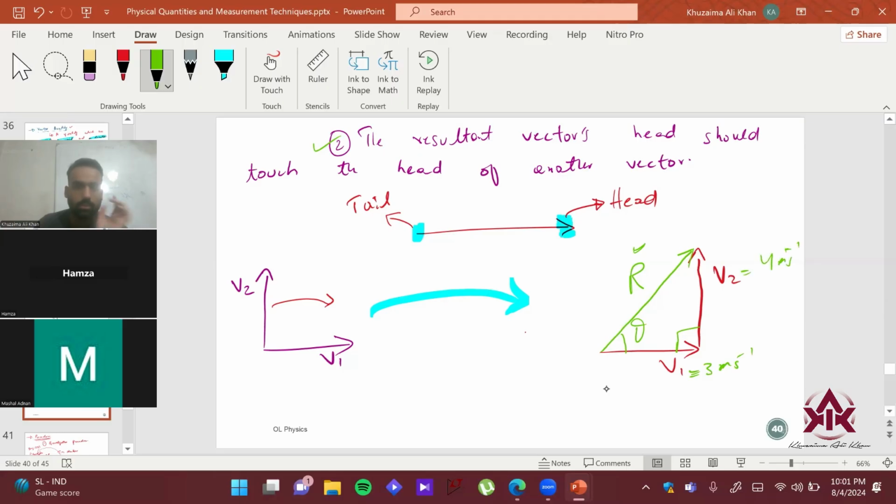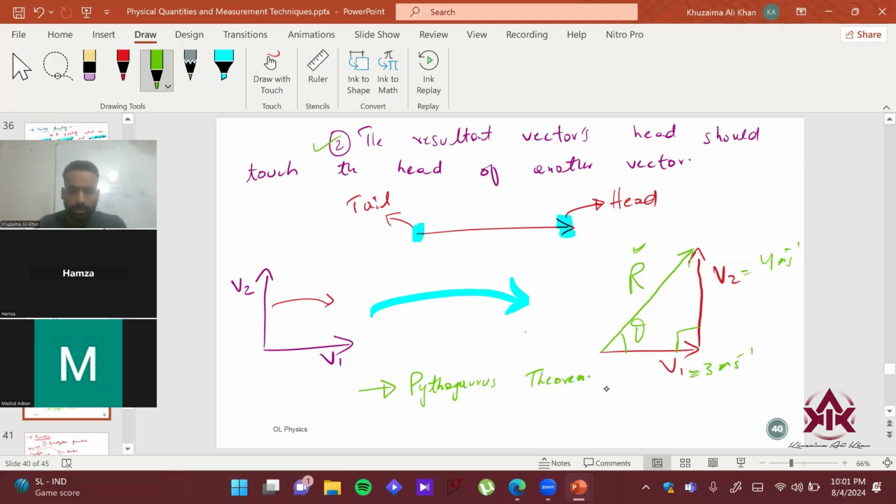मुझे ये दो वेक्टर्स का मैग्नीट्यूड पता है. I want to find R. तो in right angle triangle, how can I find R? Pythagoras theorem, सही कह रहे थे आप. Yes, Pythagoras theorem. You all have studied that in your grade 8, 9, 10. ठीक है, सब पढ़ के आ चुके हैं, कुछ नया नहीं है.